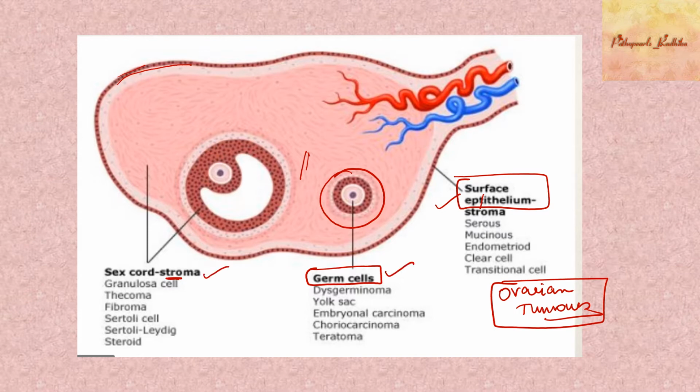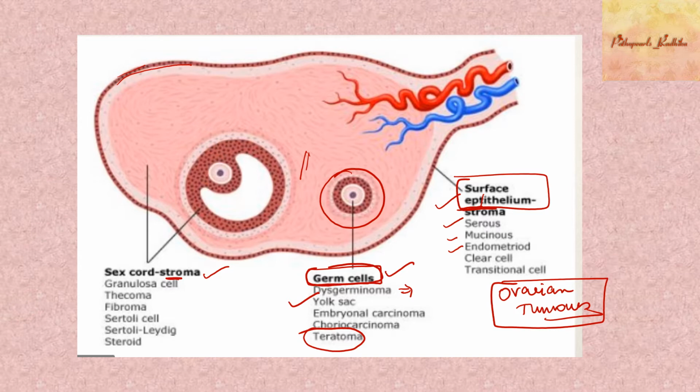the germ cell tumors. Any tumor which originates from the surface epithelium, we call it a surface epithelial tumor. And depending upon how it looks, it could be a serous cystadenocarcinoma, mucinous carcinoma, endometrioid carcinoma, clear cell or transitional. And when you take germ cell tumors, all of you must have heard about teratoma. This is one of the most common germ cell tumors. Then you have dysgerminoma, which is the female counterpart of seminoma. Then you have yolk sac tumor and embryonal carcinoma. You have choriocarcinoma as well.